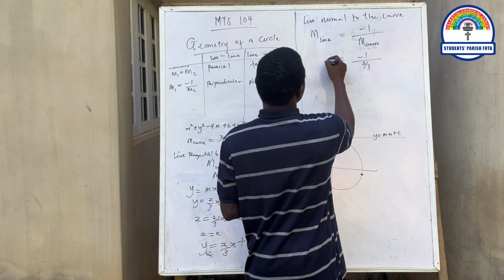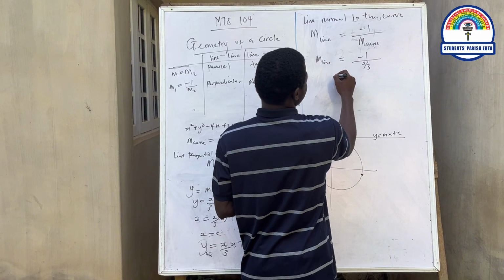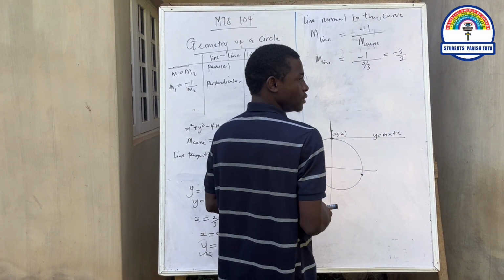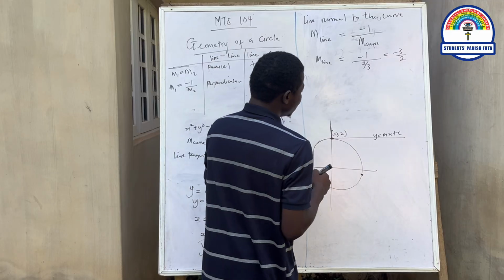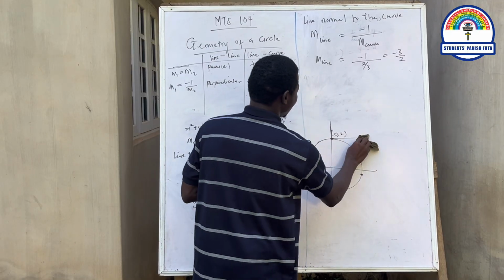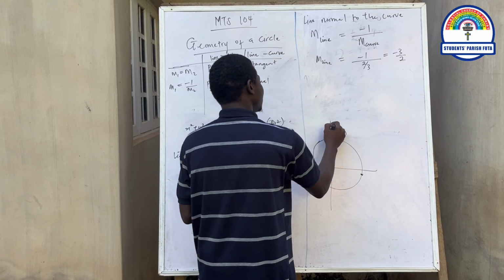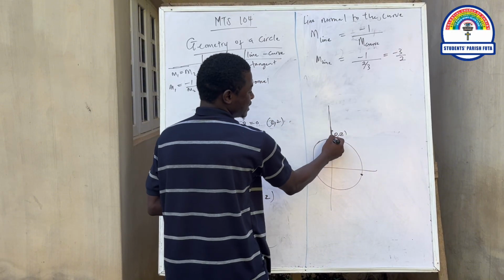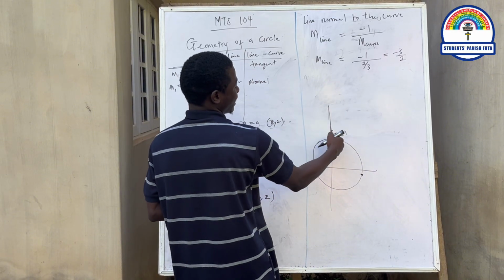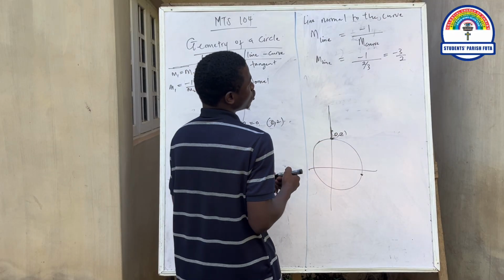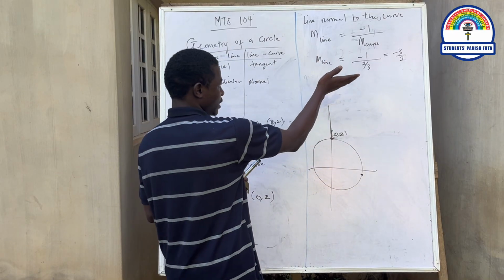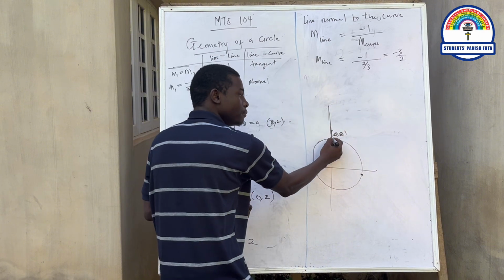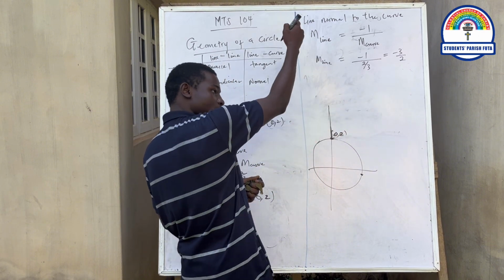You understand? So the gradient of my line would be -3/2. This time around, this is not my line; this is my line, since it is normal to the curve. It means the gradient of that line and the gradient of that curve, their product will give us -1, and that line will still be passing through (0, 2), because it is normal to the curve at that point, so it is passing through it too.